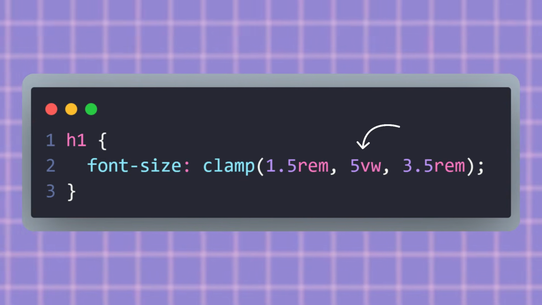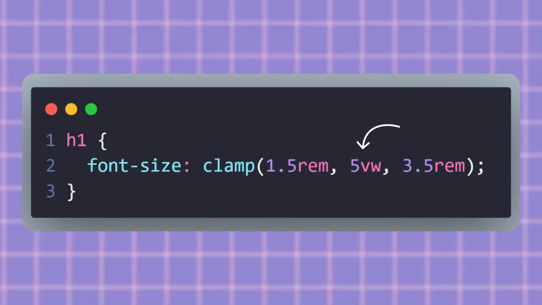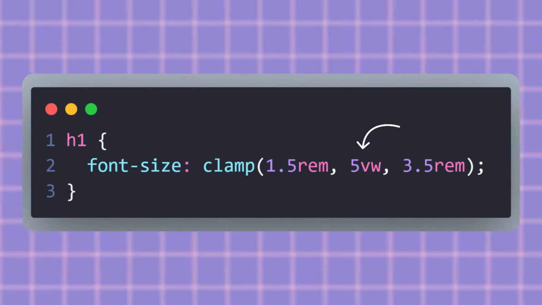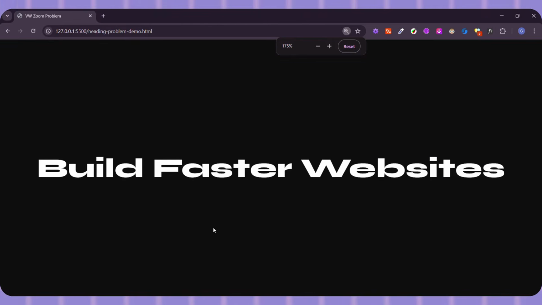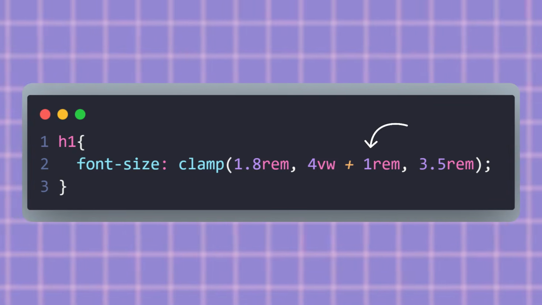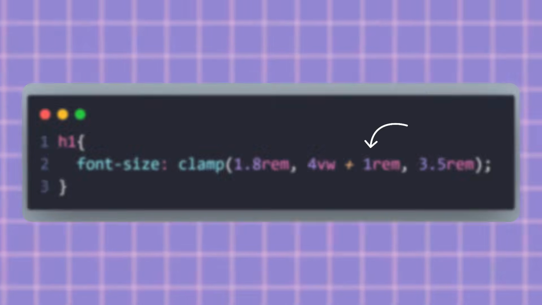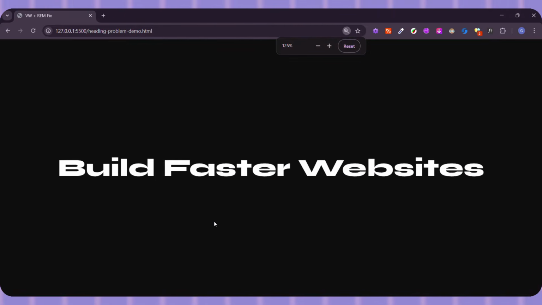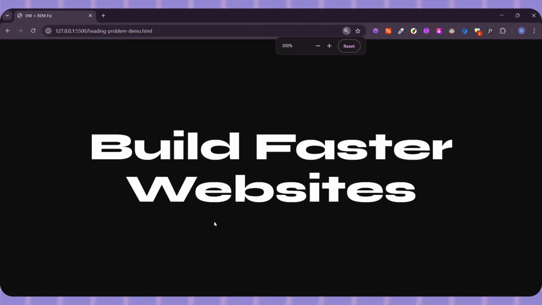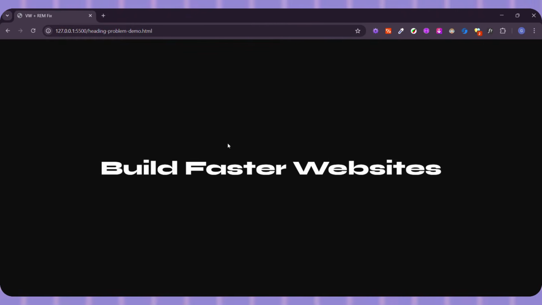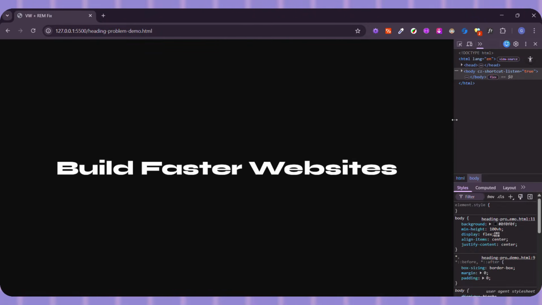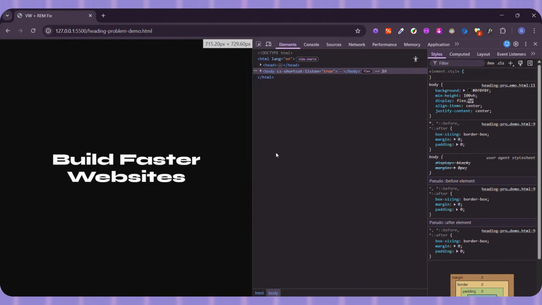Now here's something most tutorials skip. When you use vw on its own inside clamp, there's a problem. If a user zooms into your website, which many people do, especially with visual impairments, the font won't zoom with them because vw is tied to the viewport width, not the zoom level. To fix this, you mix vw with rem in the middle value. By adding 1 rem to the vw value, you make the font respond to both screen size and user zoom. This is the correct accessible way to write it. Always do this when using vw in your clamp values.